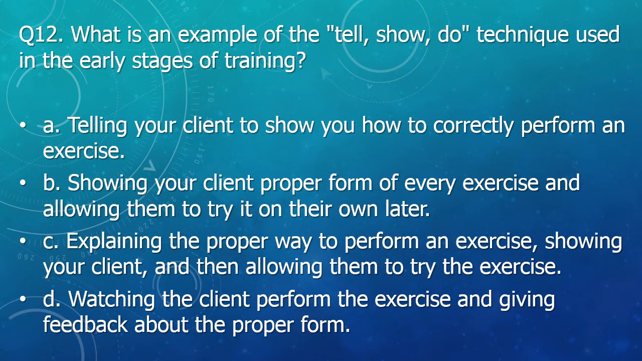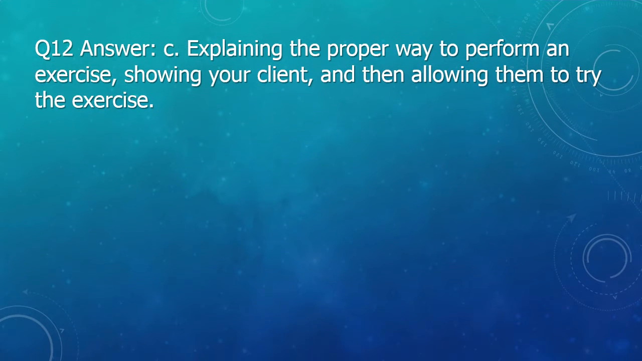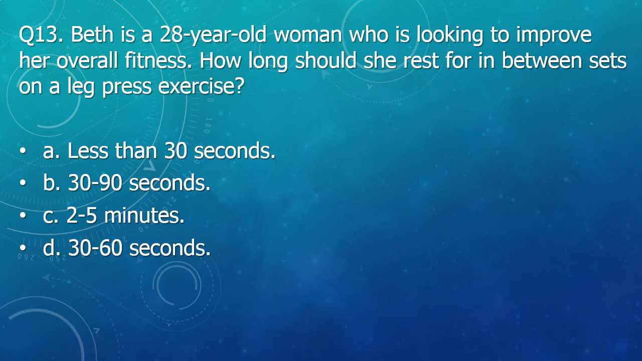Showing your client proper form of every exercise and allowing them to try it on their own later. C. Explaining the proper way to perform an exercise, showing your client, and then allowing them to try the exercise. D. Watching the client perform the exercise and giving feedback about the proper form. Question 12 answer, C. Explaining the proper way to perform an exercise, showing your client, and then allowing them to try the exercise.